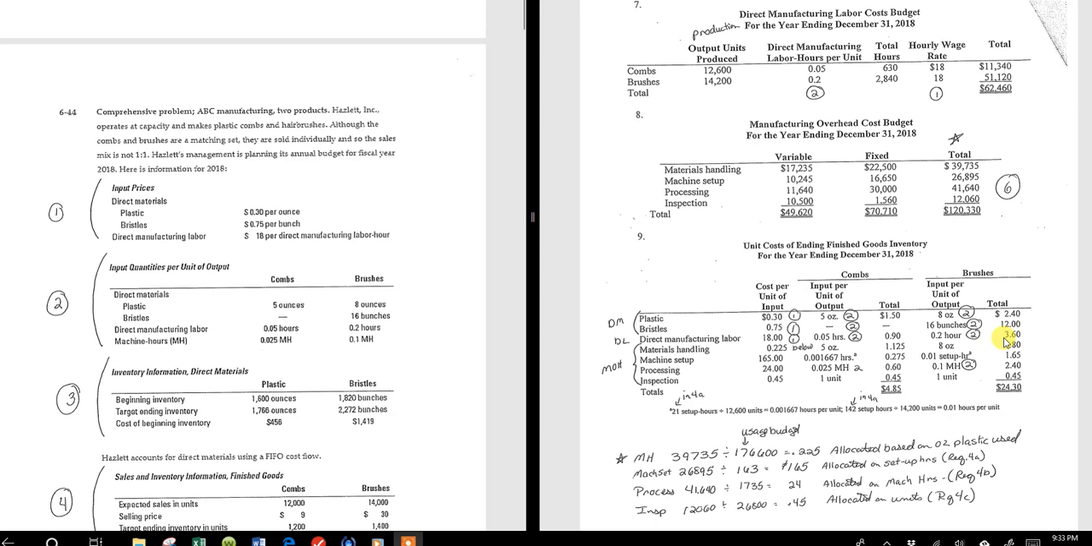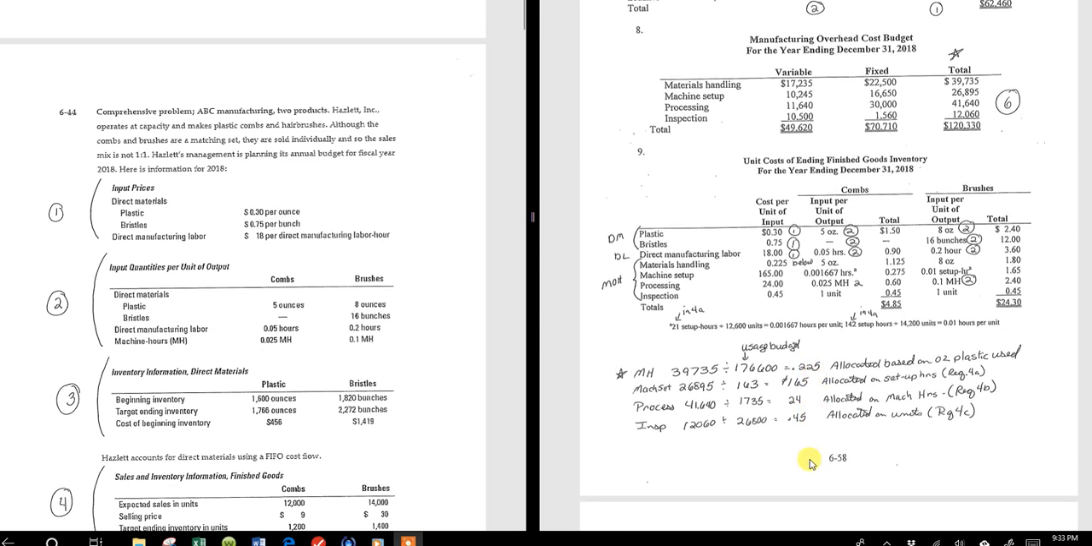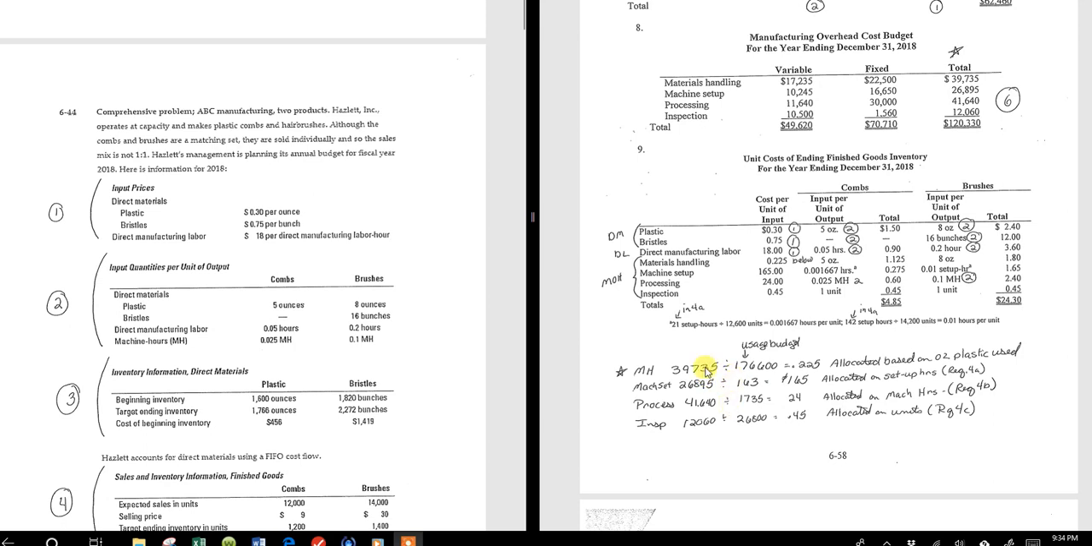Now we're going to get our materials handling, and this is our ratios that hopefully you've set up, but I just wrote them all here, so you probably have already written these out. It was 0.225 based on the ounces of plastic, and so I have 0.225 times 5 ounces of plastic, and the other one used 8 ounces of plastic, so we have $1.80.